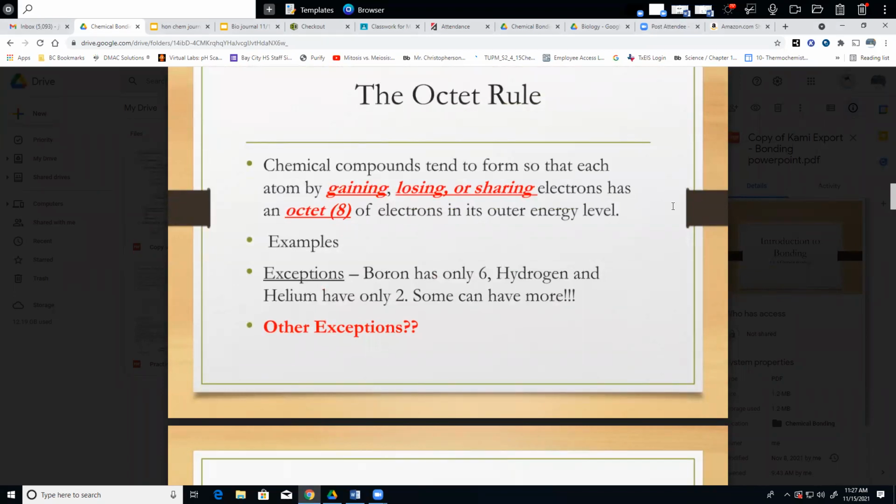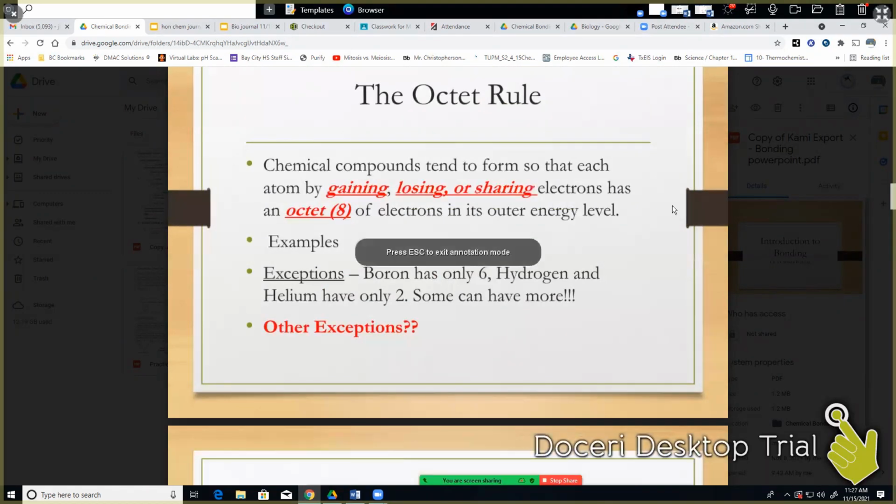So the octet rule, we've talked about that before, and that's what we're going to be getting to today whenever we start drawing our structures. It's the fact that chemical compounds share, lose, or gain so they can get that octet in their outer energy level. So an example of that, we can do diatomic fluorine. Fluorine is a halogen, so it has 7 valence electrons.